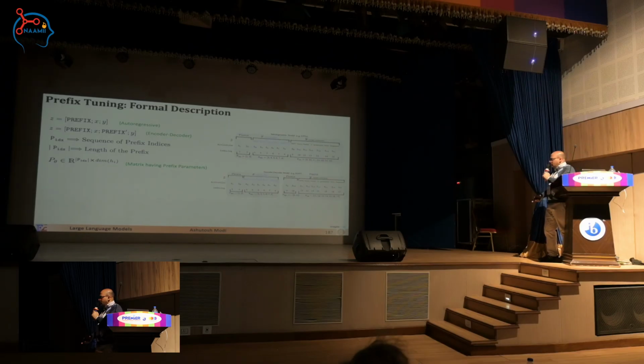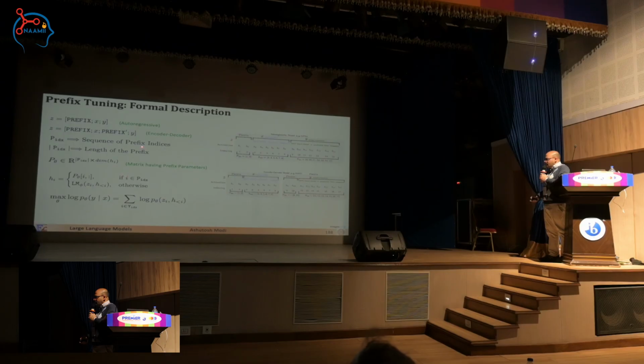Right, so then, you're given this prefix matrix now, and the activation will depend on whether your index is within the sequence of prefix indices. If it is, then its activation is going to be nothing but a row from this prefix matrix. Otherwise, at higher layers, it's going to be the output of the LM, right? And then you have the same likelihood loss.